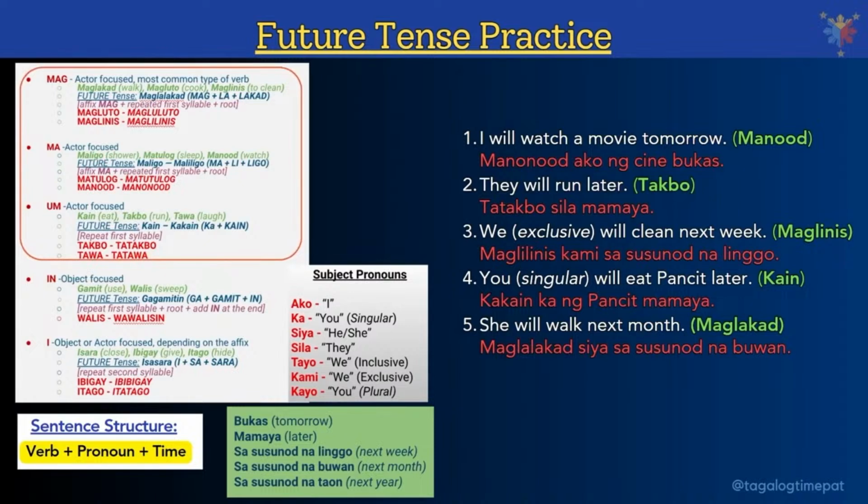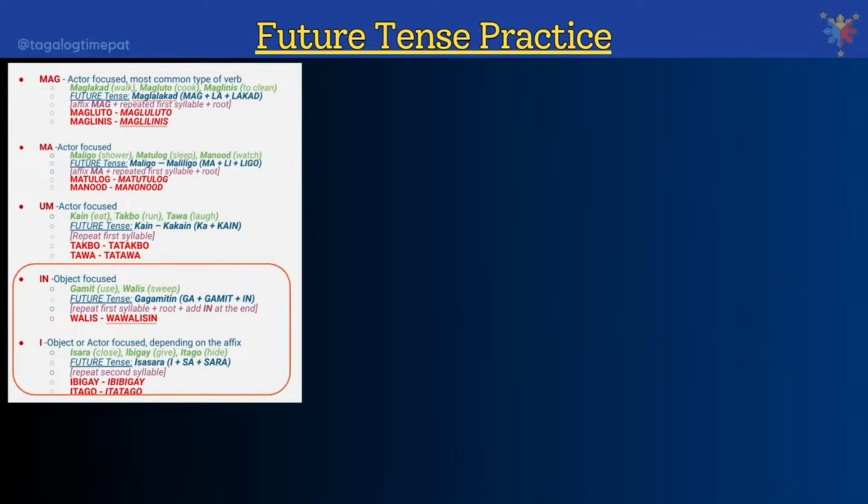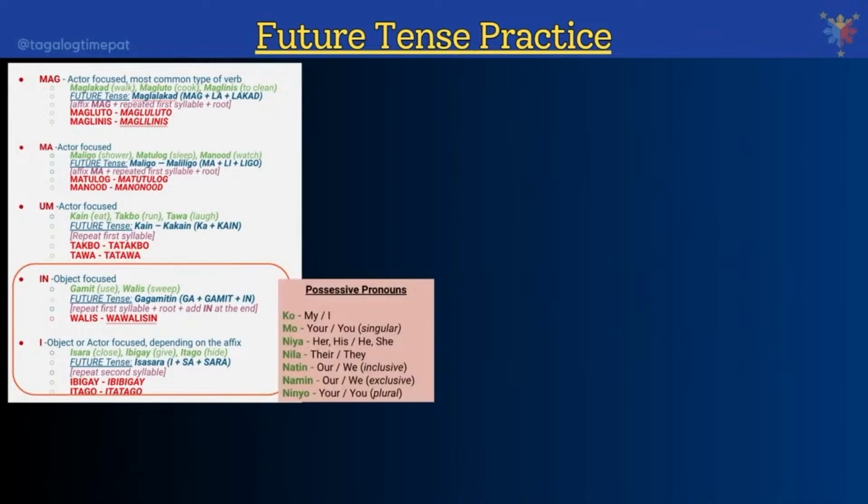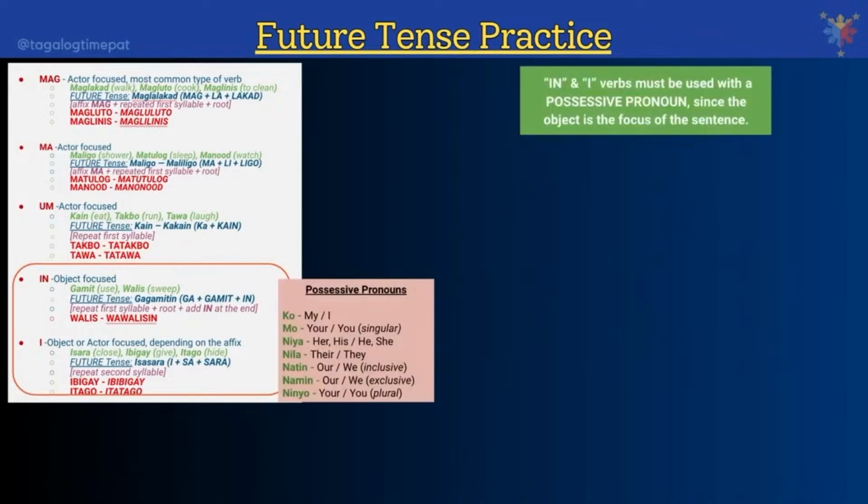Again, these examples focus on the mag, ma, and um verbs. Since they are actor-focused, we can use subject pronouns. But if we want to use in or i verbs, we actually have to use possessive pronouns. Remember, when we are using object-focused verbs, we have to use a possessive pronoun because it's almost like the subject or the person is in possession of that object.